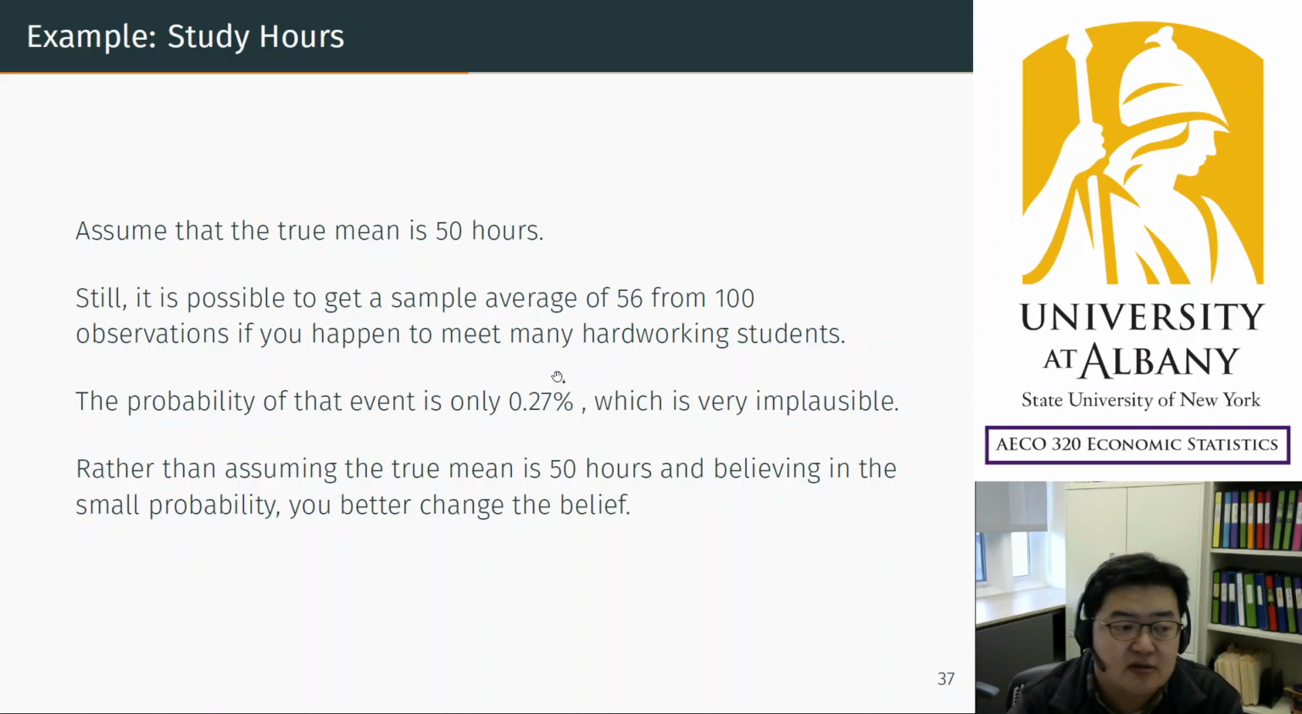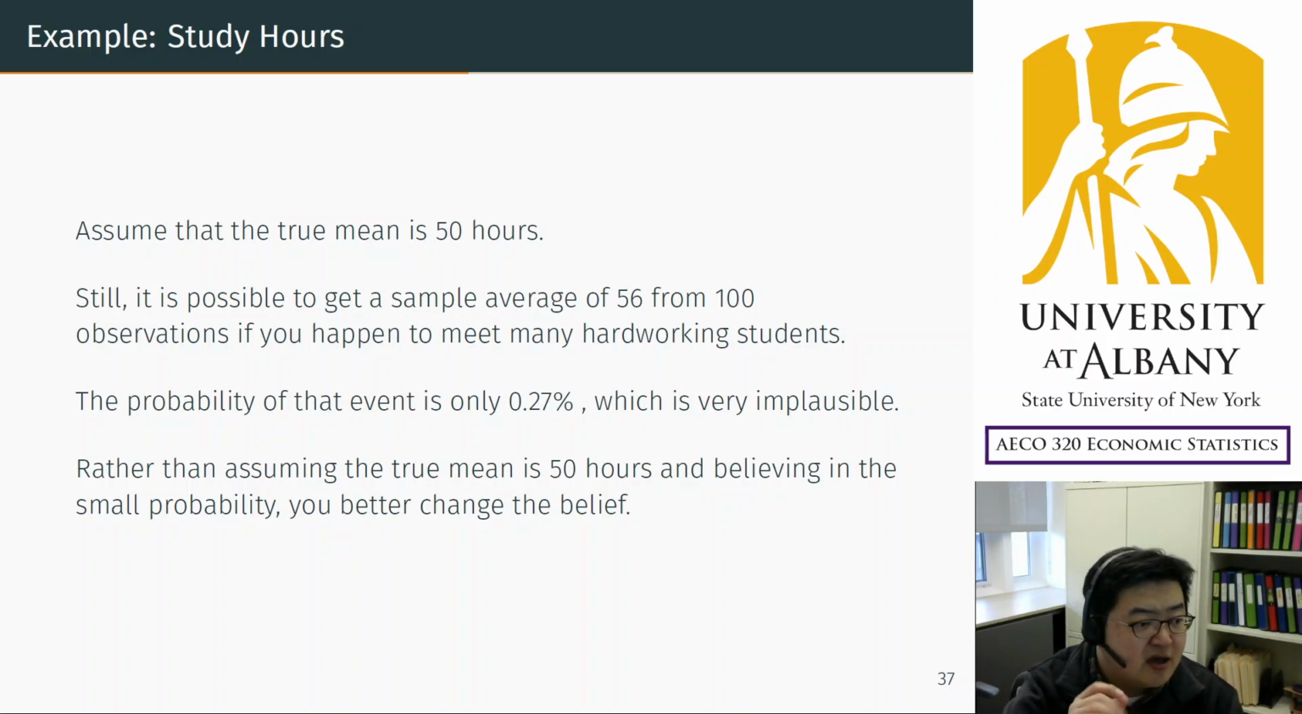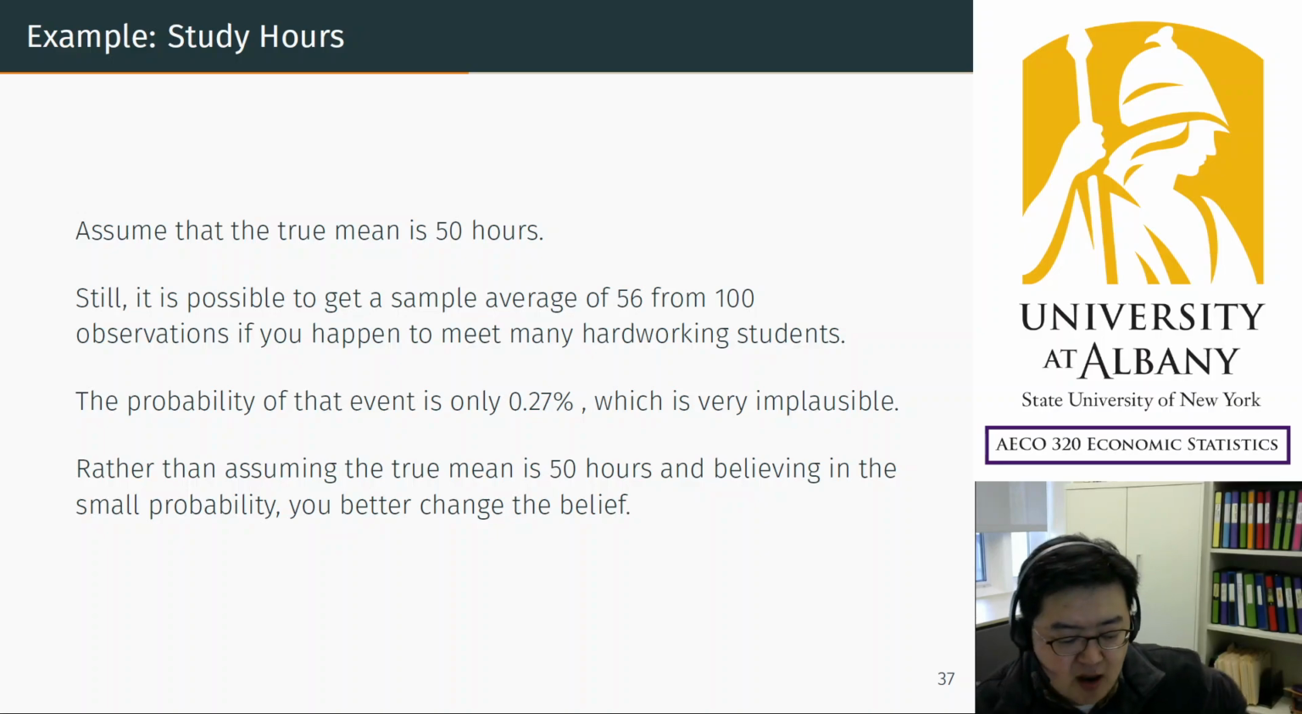You cannot believe it. It is more reasonable to just give up the belief rather than rationalize the belief with that small probability, right? That's how we implement hypothesis testing.